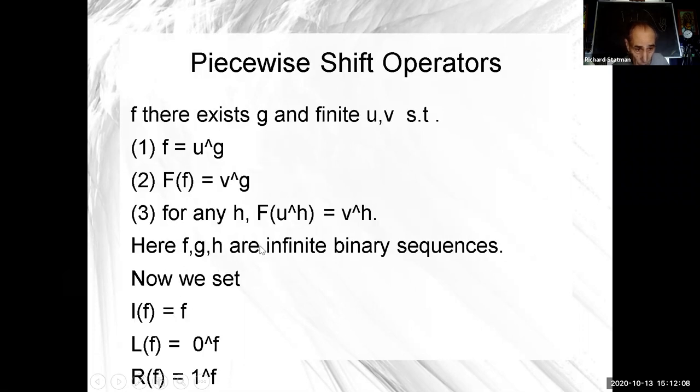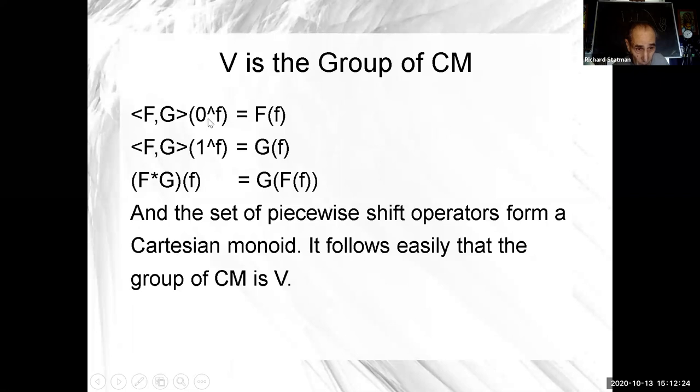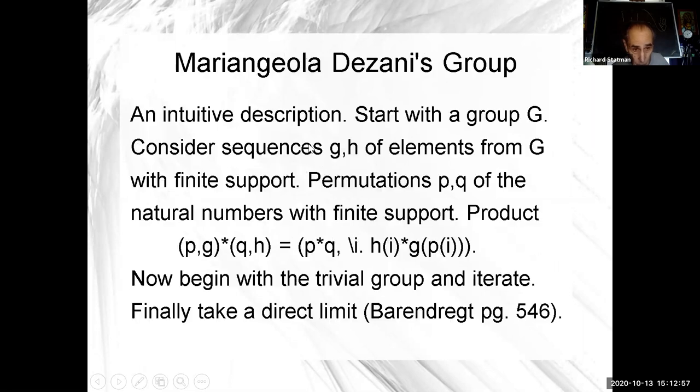So here, f, g, and h are infinite binary sequences. Now, we set the identity equal to the identity, left is shift by a zero, right is shift by a one. And now the pairing operation simply says, if I see a zero, give me the first coordinate and apply f. If I see a one, give me the second coordinate and apply g. Composition is in reverse order. Now under this definition, a set of piecewise shift operators forms a Cartesian monoid, and the group of this Cartesian monoid is good. Okay, I guess that went on kind of fast, but next group, all right.